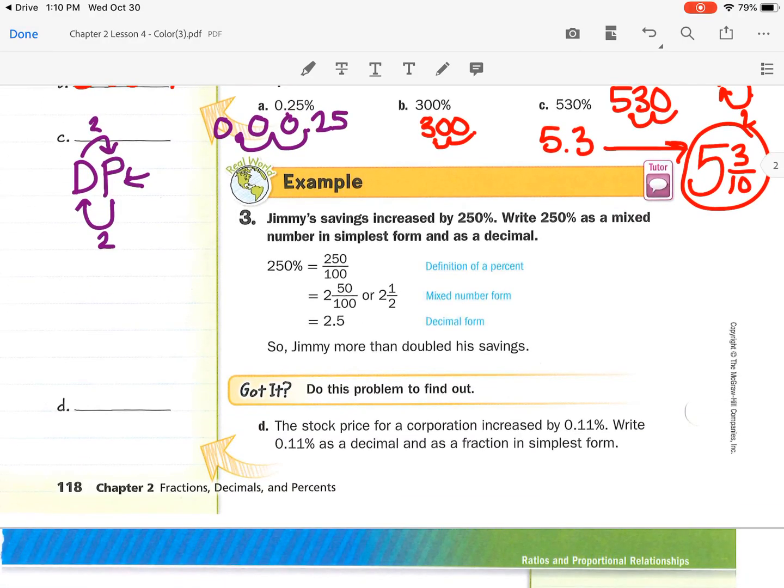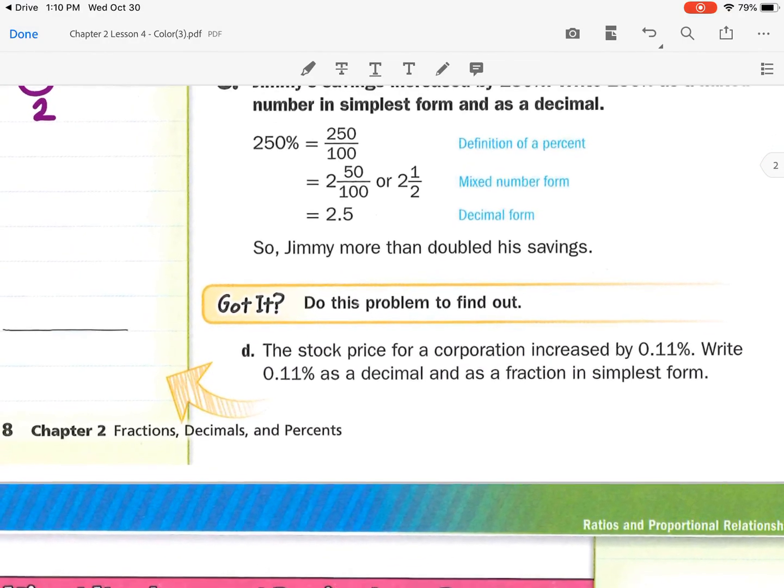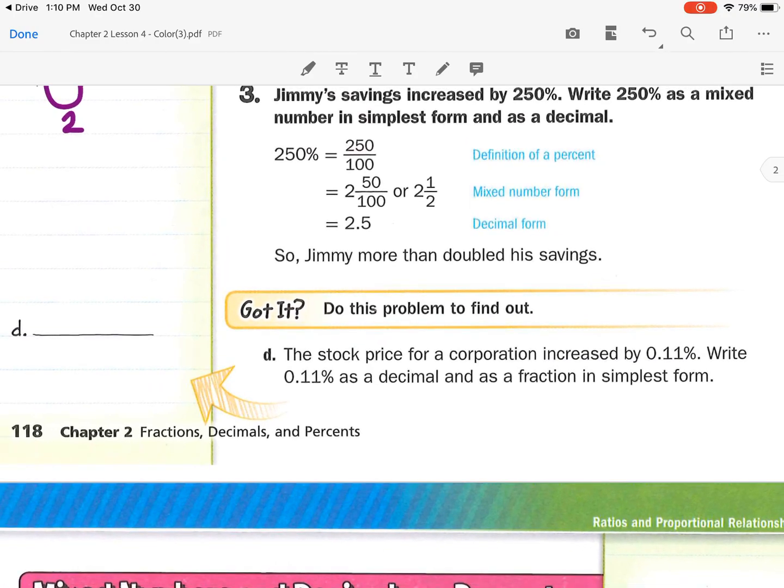Let's take a look at this problem right here, D. It says the stock price for a corporation increased by 0.11%, or, as we would say, it is 0 and 11/100%. Write 0 and 11/100% as a decimal and as a fraction.